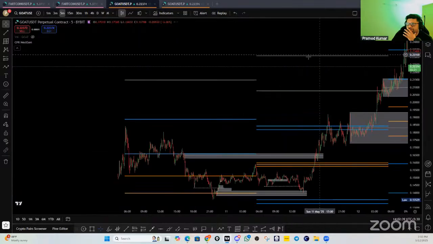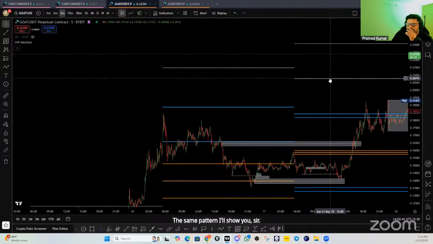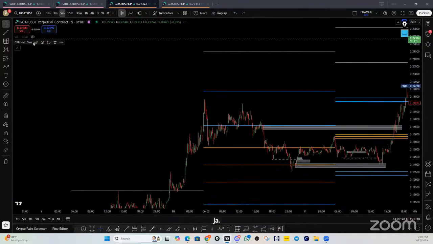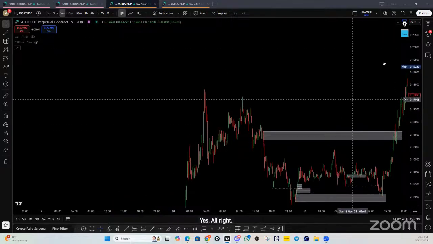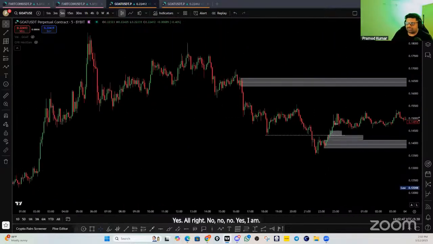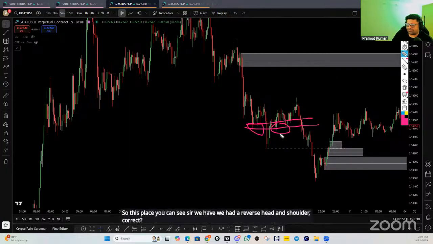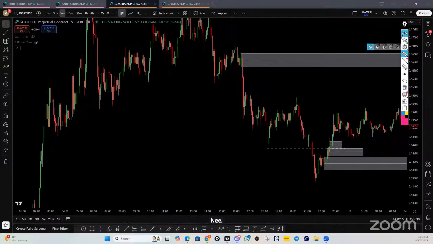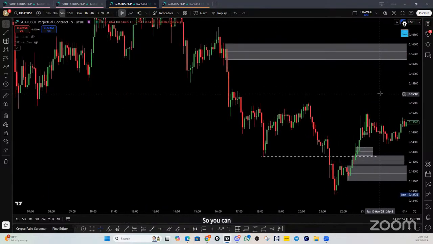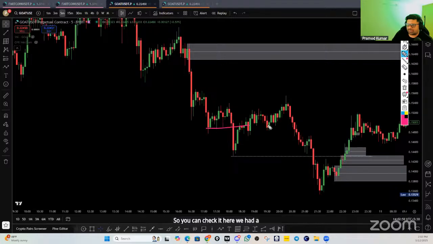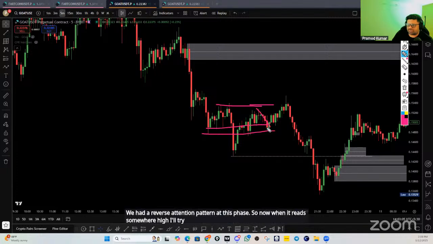The same pattern I'll show you, sir. Here I have it. In this place you can see, sir, we had a reverse head and shoulder, correct? You can check here. We had a reverse head and shoulder pattern at this place. So when it reaches somewhere high, I'll try to take a long position. So I took the long positions.